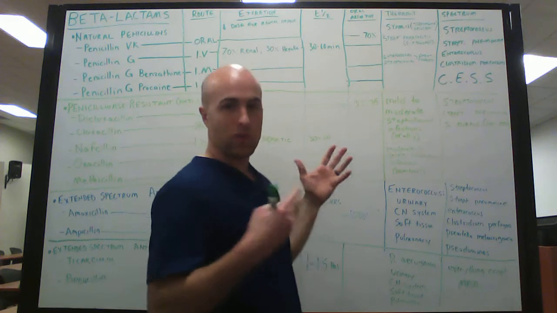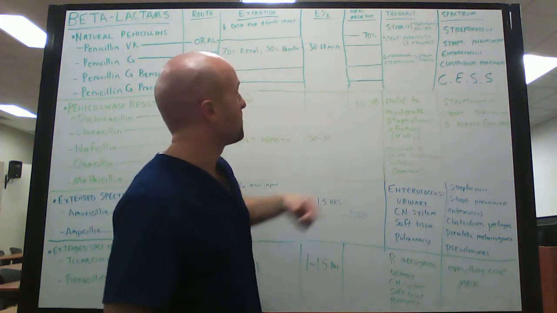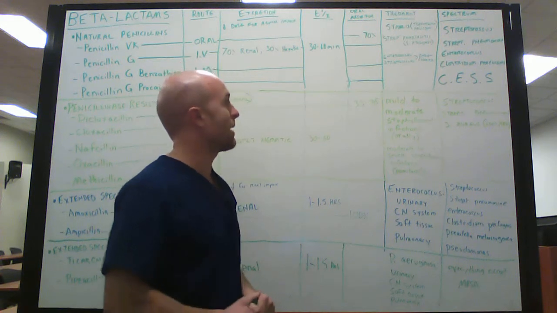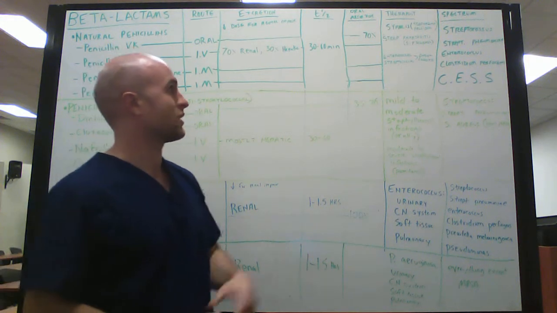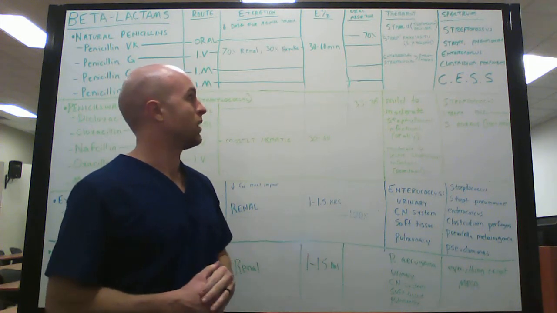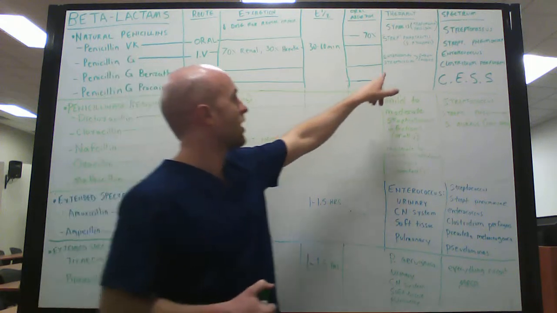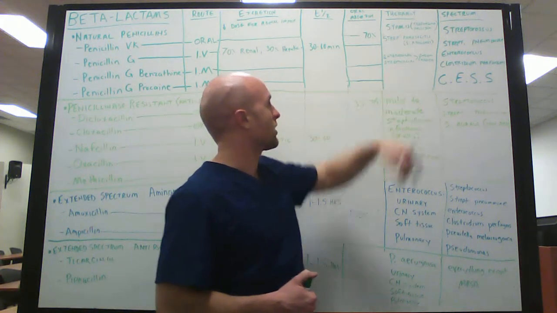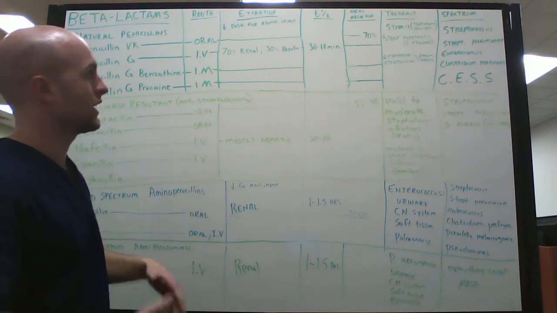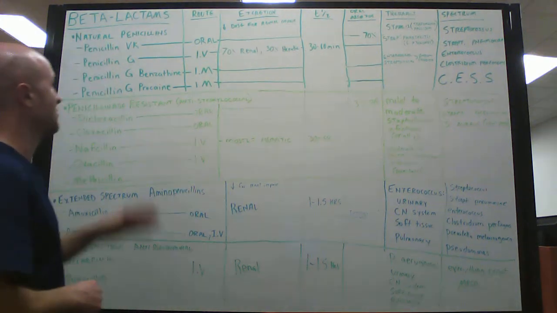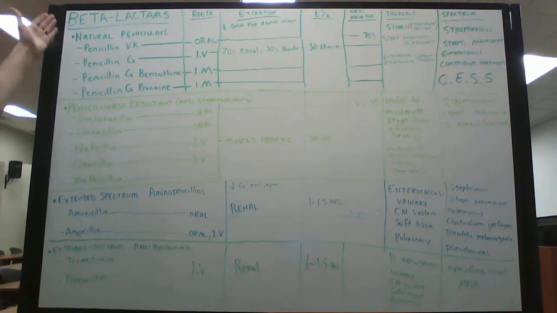Okay, so what do you treat with this? What you're going to treat is syphilis, which is Treponema pallidum, as well as strep pharyngitis, which is caused by Streptococcus pyogenes, as well as enterococcal and streptococcal endocarditis. So syphilis, pharyngitis, and endocarditis. Those are all treated with natural penicillins from this list.